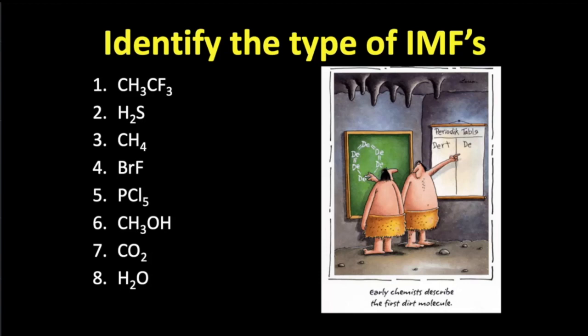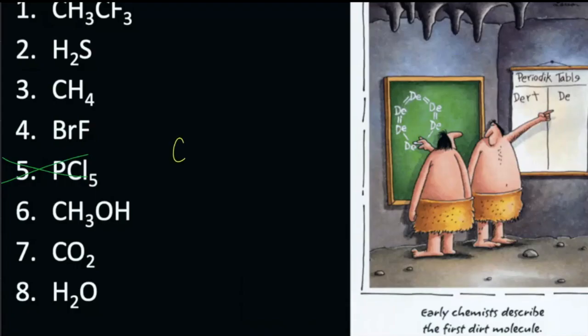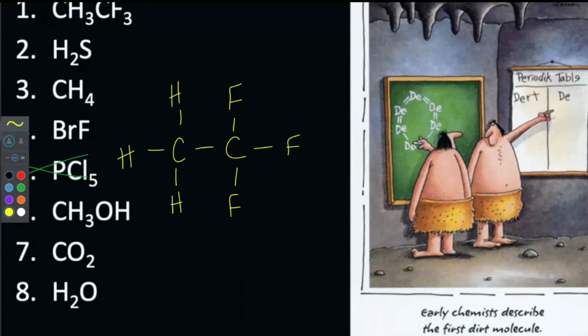Let's take a look at some of these examples up here. You cannot do this without drawing your structure. We're going to mark out number 5. So CH3CF3, carbon bonded to a carbon. Do you understand the structure of it at least? And we know that your fluorines have lone pairs. Carbon plus fluorine, fluorine, fluorine, hydrogen, hydrogen, hydrogen.